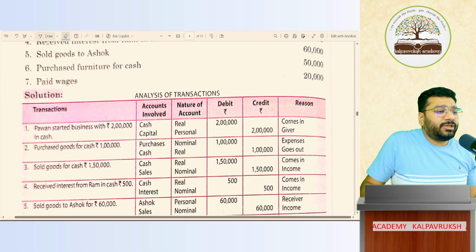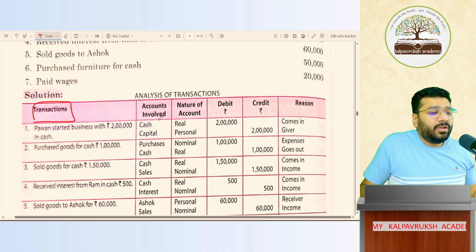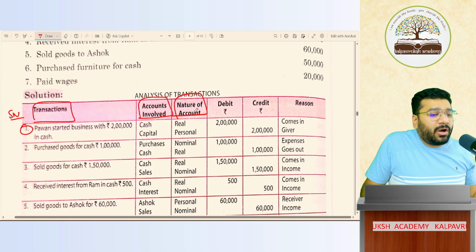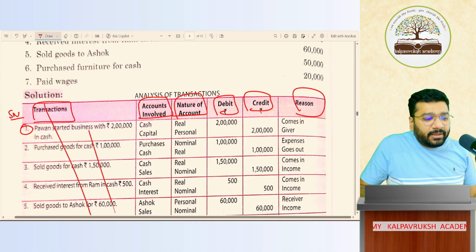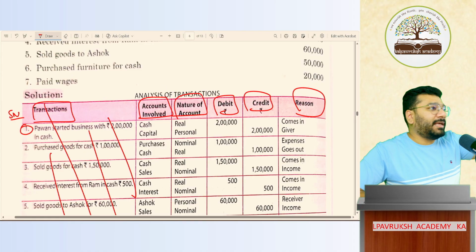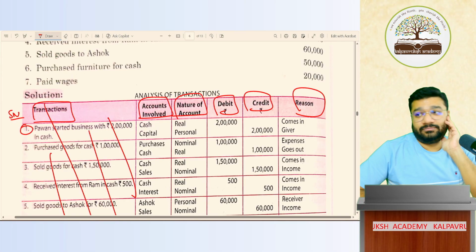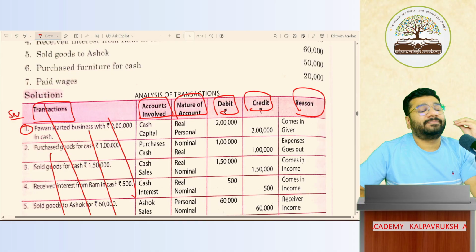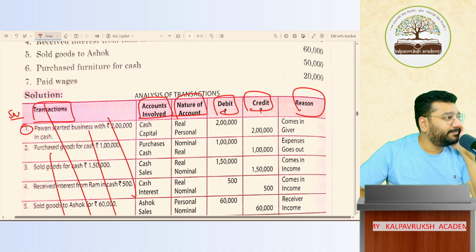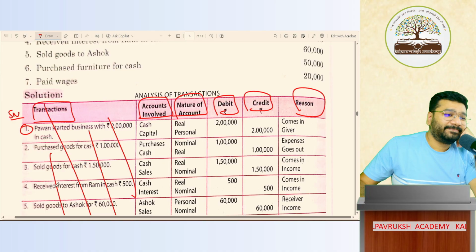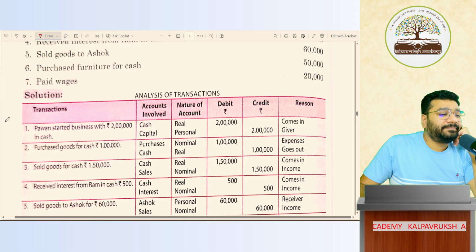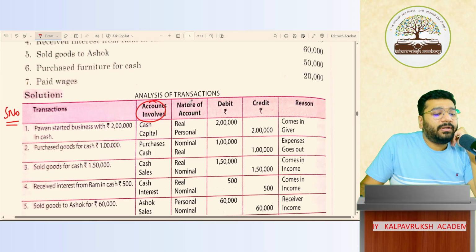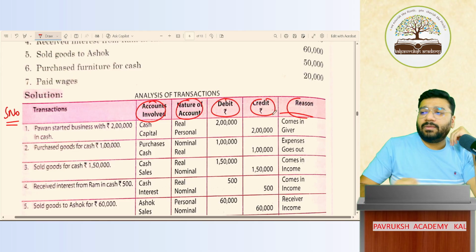First column, transaction. Don't write this, it's a waste of time. You will write serial number, accounts involved, nature of account, debit, credit, reason. Do it fast. This many columns are sufficient for me. This is not required in my class, but in the exam, if your teacher says so, do it.